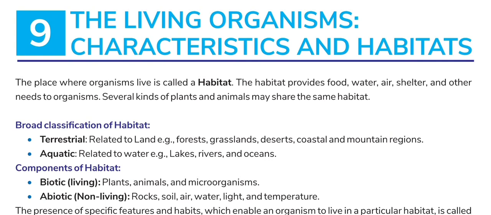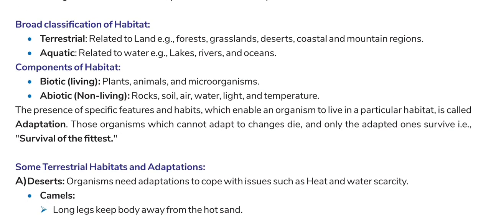The place where organisms live is called a habitat. The habitat provides food, water, air, shelter, and other needs to organisms. Several kinds of plants and animals may share the same habitat. Broad classification of habitat. Terrestrial, related to land, e.g., forests, grasslands, deserts, coastal and mountain regions. Aquatic, related to water, e.g., lakes, rivers, and oceans.